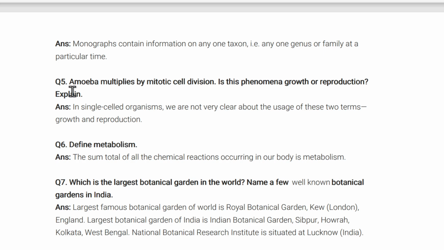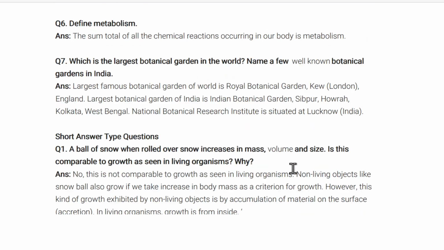Question number 5. Amoeba multiplies by mitotic cell division. Is this phenomenon growth or reproduction? Explain. Answer. In single celled organisms, we are not very clear about the uses of these two terms, growth and reproduction. Question number 6. Define metabolism. Answer. The sum total of all chemical reactions occurring in our body is metabolism.